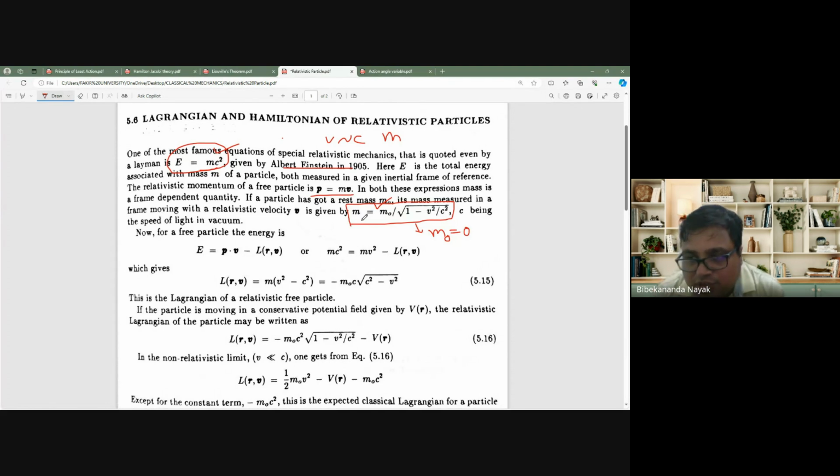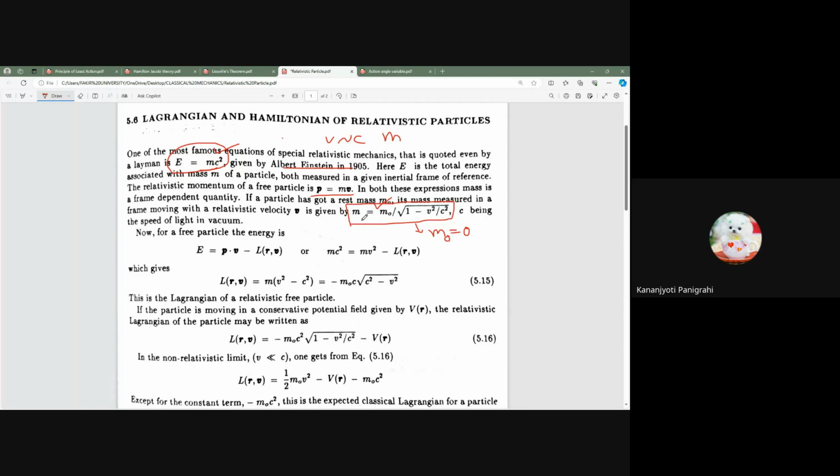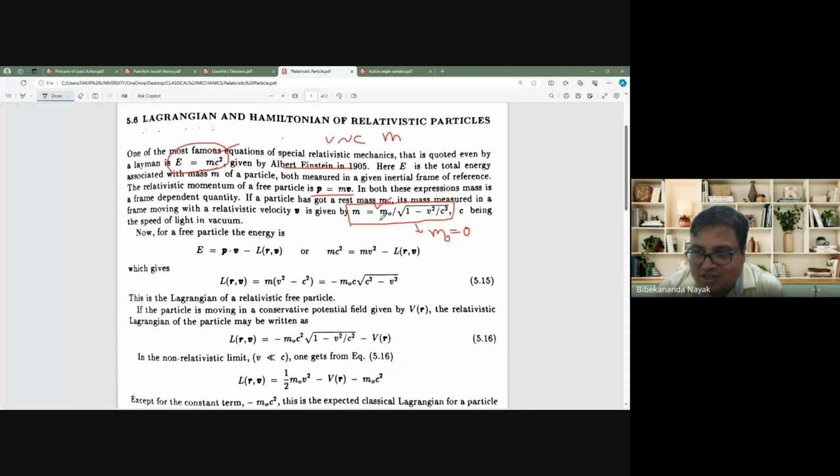Okay, so if m0 is 0, there are many particles having rest mass 0, then what will be their moving mass? If m0 will be 0, then what will be m? 0. But one condition, when v is equal to c, then what happens? It is 0 for other cases, but when v is equal to c, what will the square root of 1 minus v square by c square be?